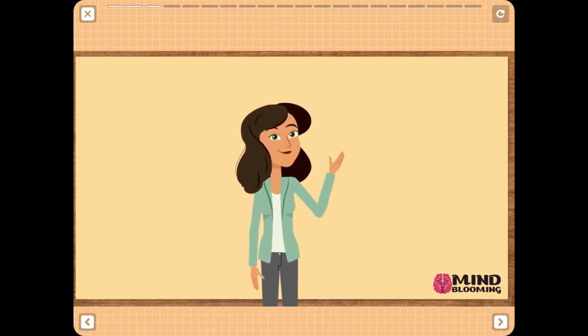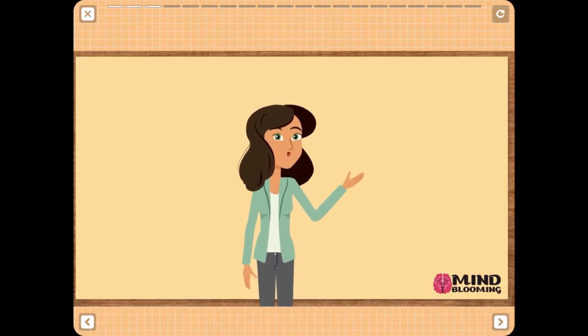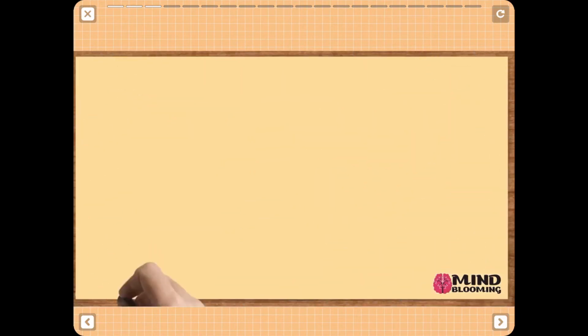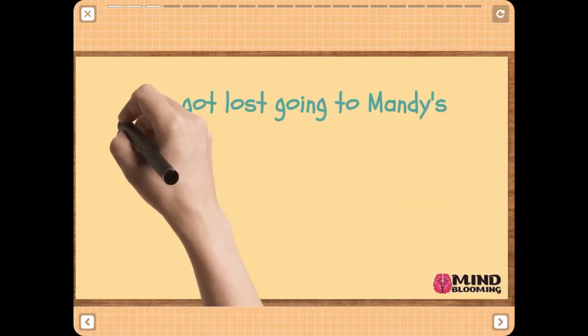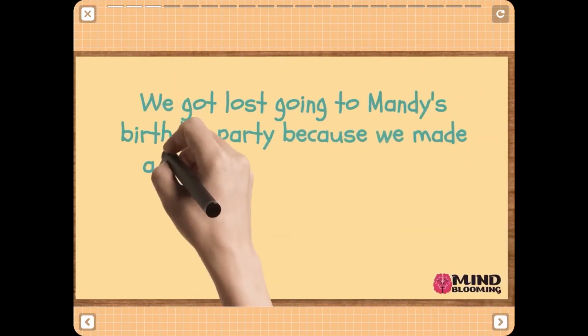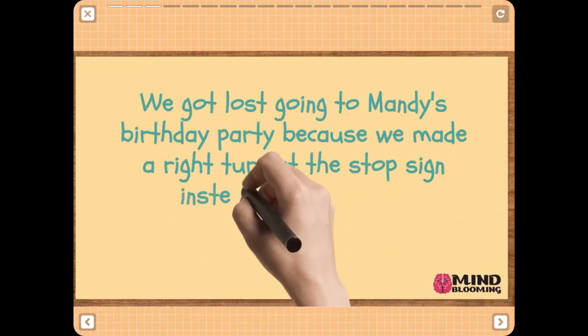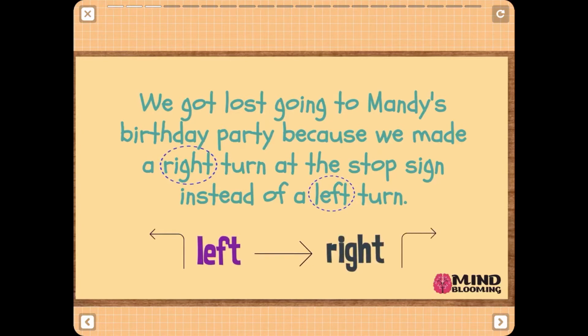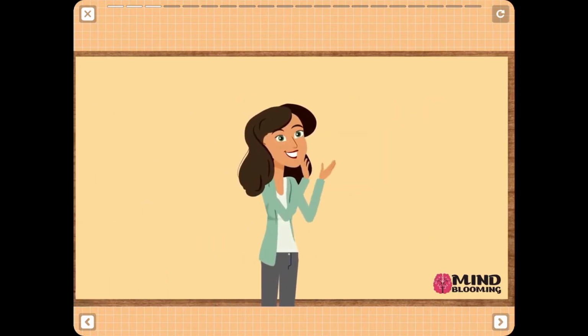In the next example, try to find the two words in the text that are antonyms or have opposite meaning. We got lost going to Mandy's birthday party because we made a right turn at the stop sign instead of a left turn. Which two words in this text are antonyms? If you said left and right, then you are correct. Left and right have the opposite meaning, therefore they are antonyms. Now you know what antonyms are.